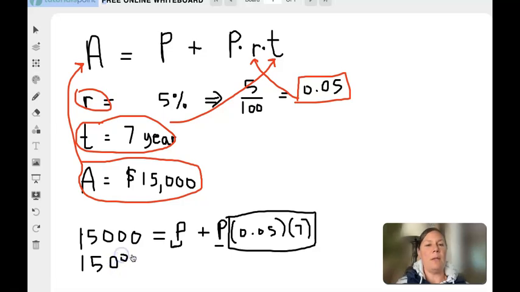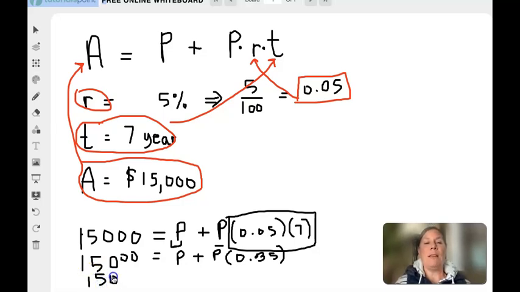So I have 15,000 equals P plus P times 0.05 times 7, which is 0.35. All right. Now, it's a little tricky when there's a P and a P plus, okay? So notice what I'm going to do here. I have one P here and I have 0.35 P here, and you might see it better if I rewrite it.